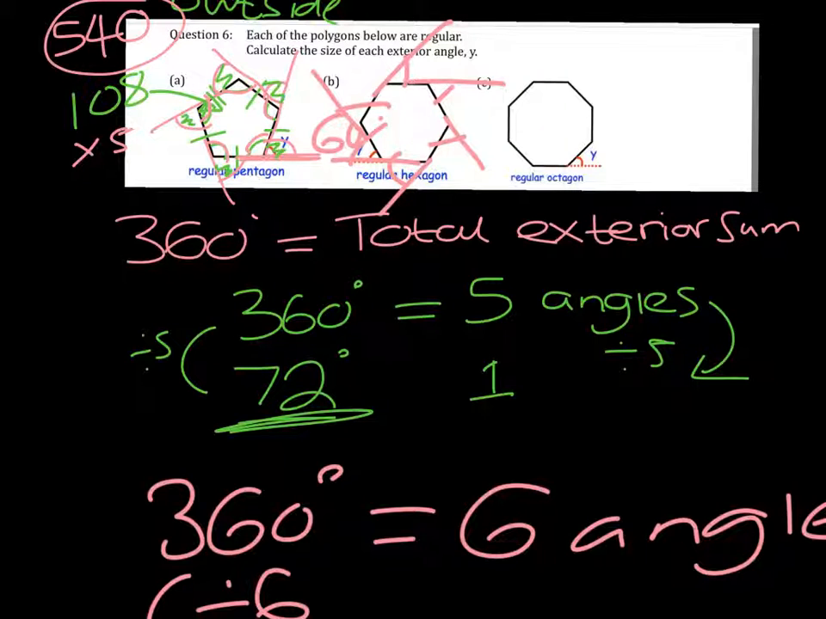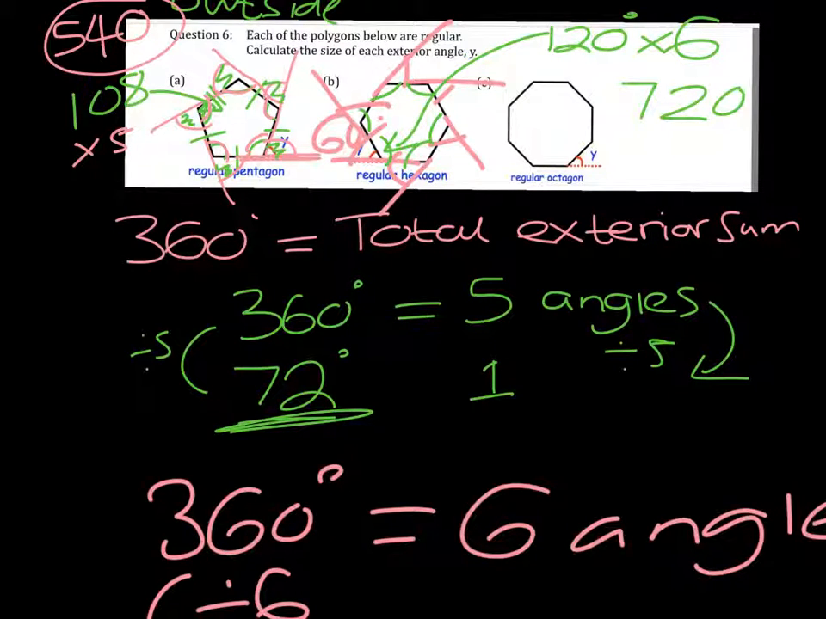Likewise, for the hexagon, we worked out previously that the interior angle was 120 by doing 60 take away from 180. So if we then know there are 1, 2, 3, 4, 5, 6 angles making that hexagon, 120 times 6 is going to give you the total interior sum of 720 degrees. So there's lots of things you can do knowing that one key fact, and it's all about unlocking.